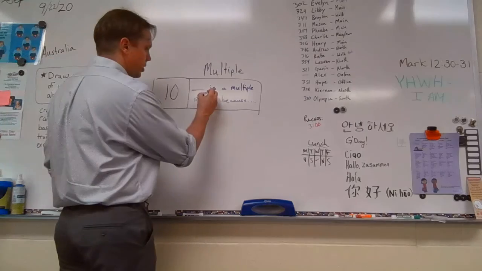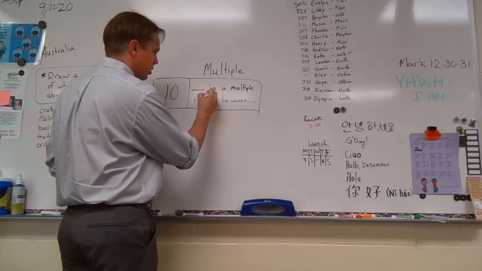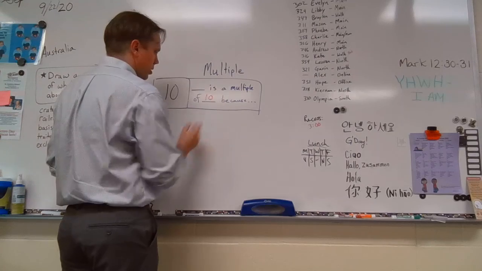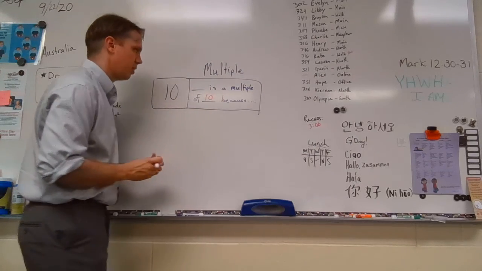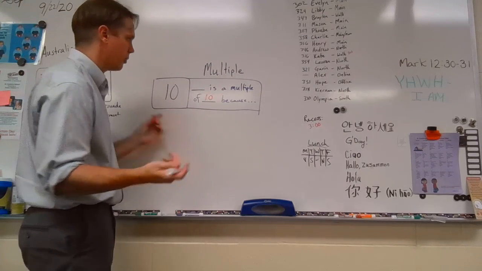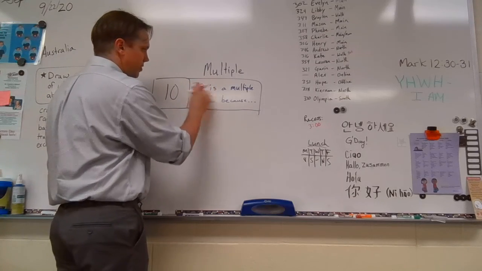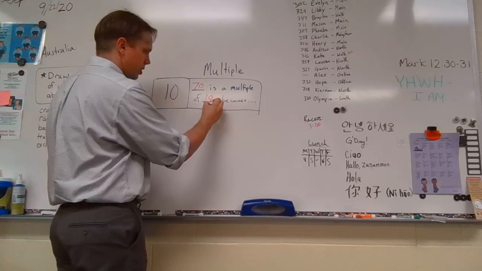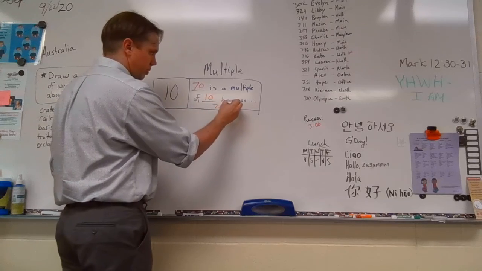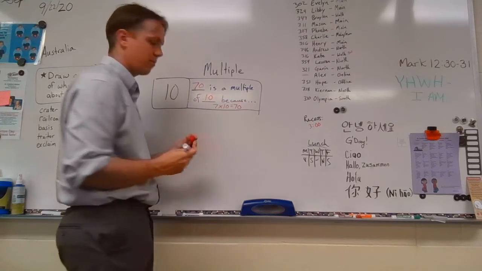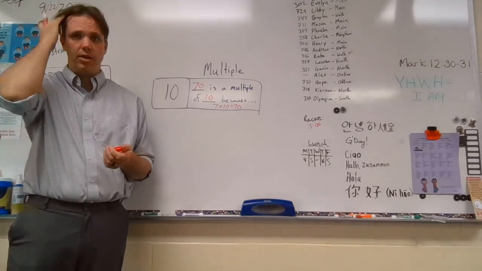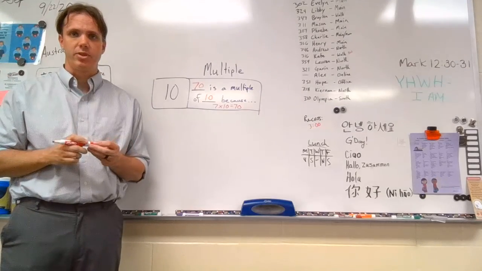So here, if we put 10 down here, now we want multiples of 10. Well, that's skip counting by 10. So we could say 70. 70 is a multiple of 10 because 7 times 10 equals 70. Okay. So either way is fine. I will accept both of them. So no big deal there.